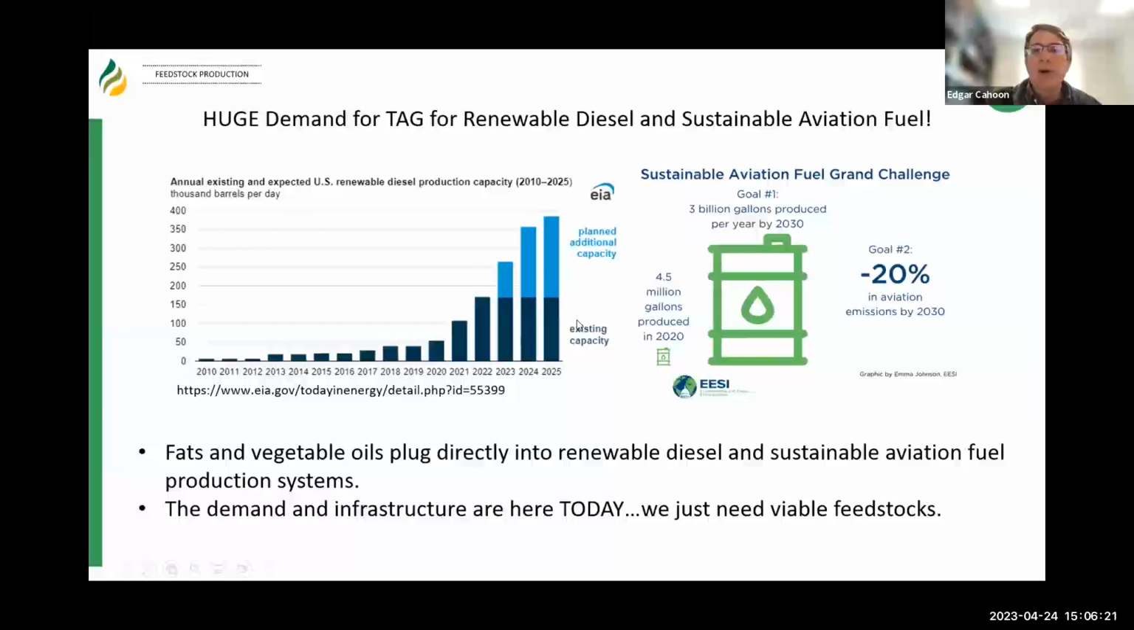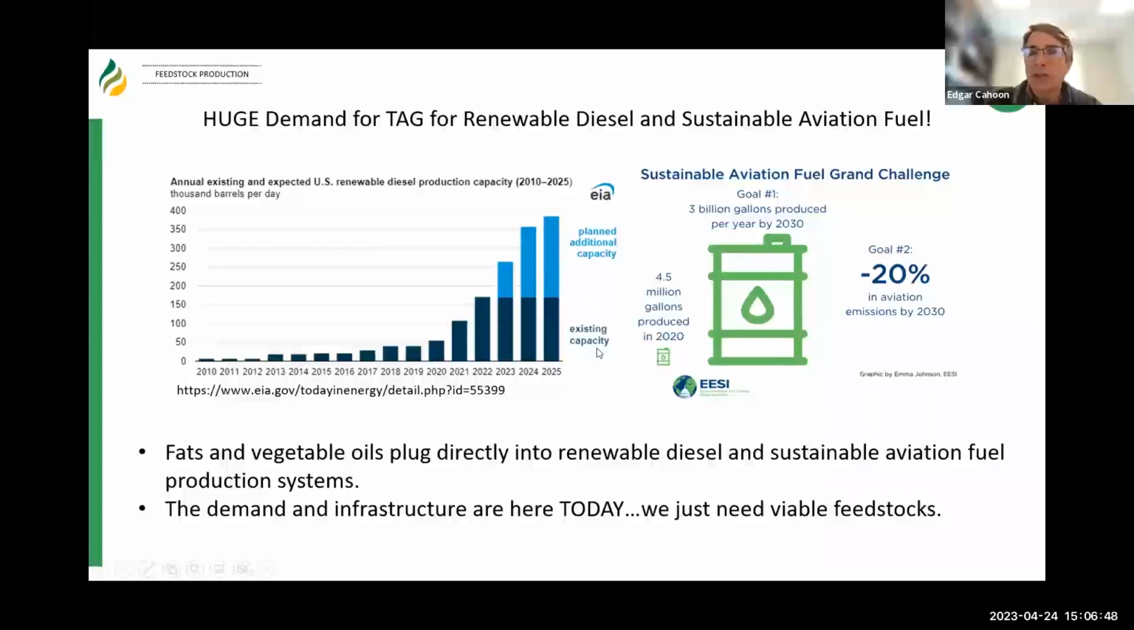Okay, so why do we care about TAGs beyond their energy density? Well, there's this huge demand right now for renewable diesel, and especially for sustainable aviation fuel. The industry is moving toward production of renewable diesel. There's a lot of capacity there, but even more striking is the Sustainable Aviation Fuel Grand Challenge.